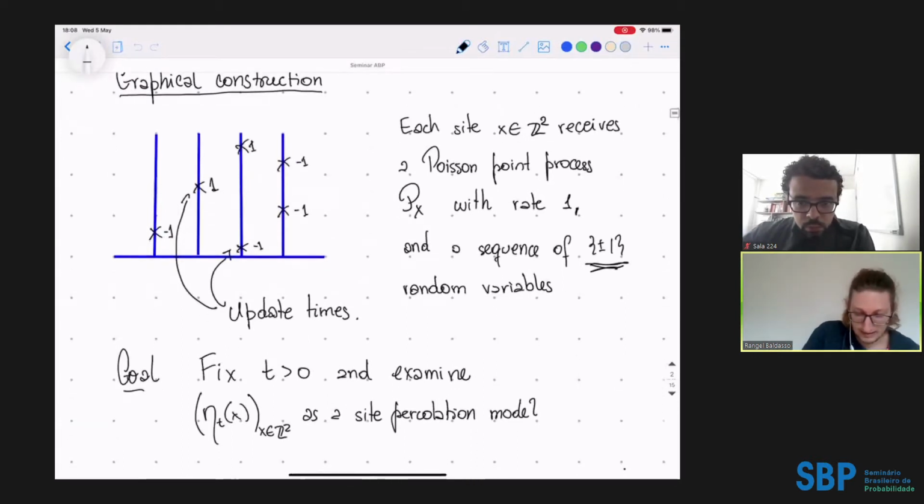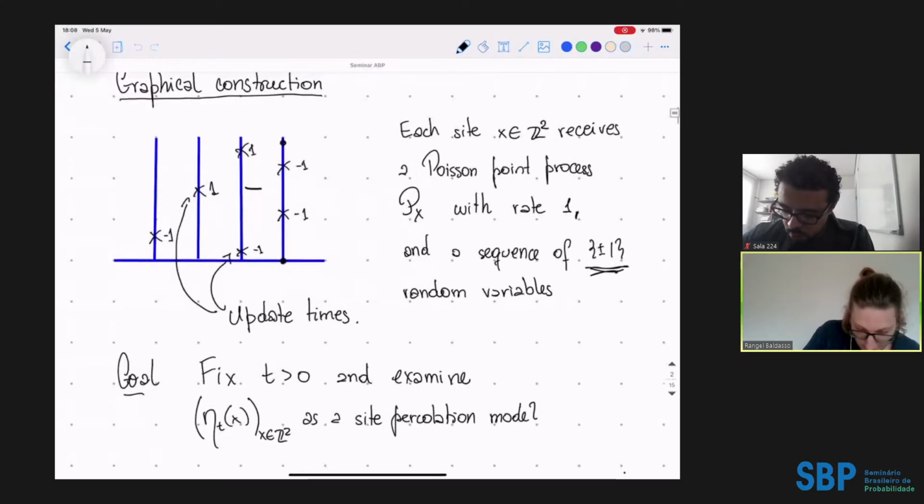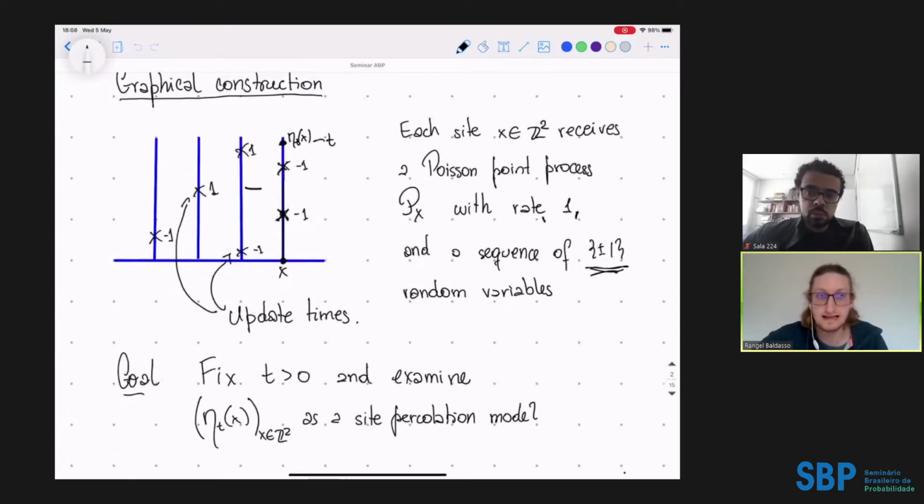Now, the way it happens, you fix a site here, for example. You run the process from time 0 to time t on top. We run the opinion of the guy here, and whenever we get to a clock tick, we update according to the local rule that you have. If you have a tie, this guy will receive a -1, and then you just continue going upwards in time until you can determine the opinion of this guy at any time t that you want.